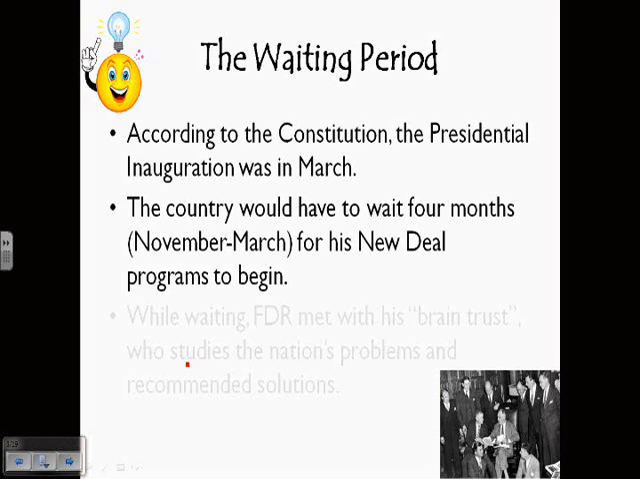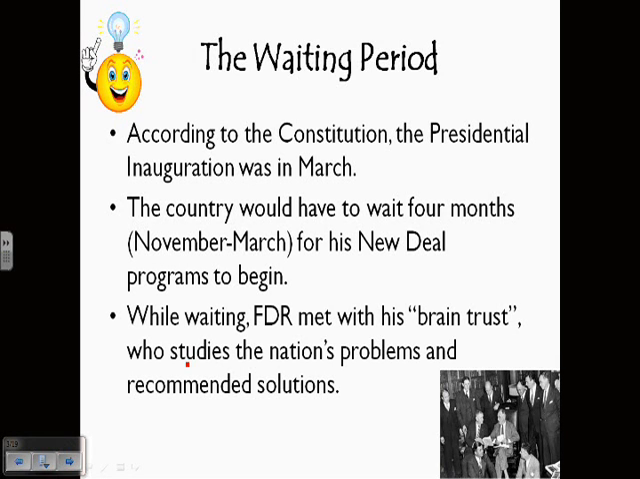Now, FDR didn't waste any time. He met with his advisors. They became known as his brain trust. These were experts on economic affairs, experts in business and industry. He took their advice and met with them to find out what is the best solution for our country going forward.